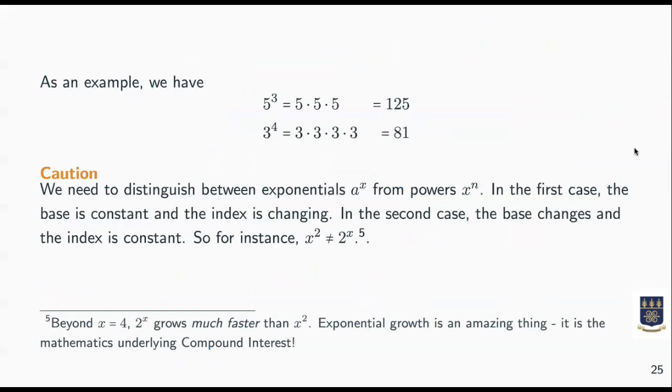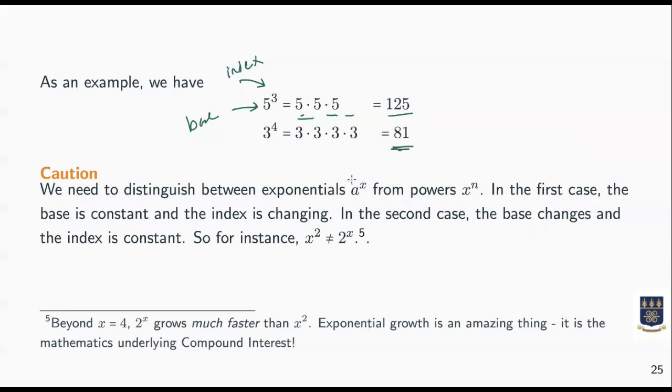So we'll take a few examples. If you have 5, as we say, the base here is 5. The index here is 3. It gives me 5 times 5 times 5. That's 125. And then if the base is 3 and the index is 4, you have 3, 3, 3, 3. If you multiply that, you get 81.